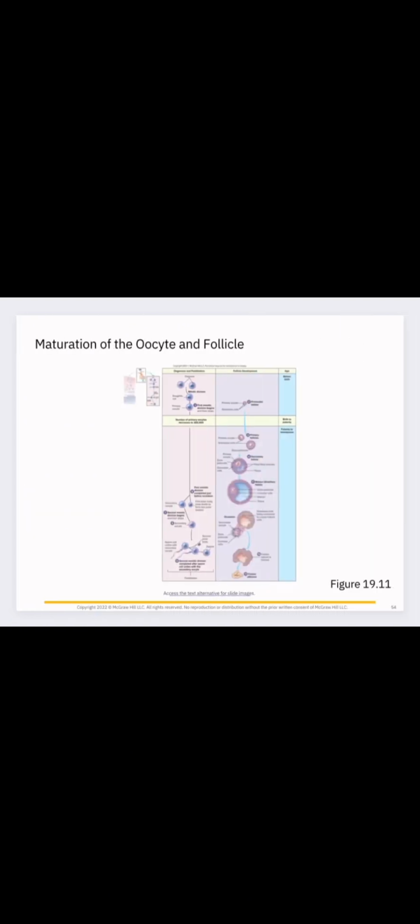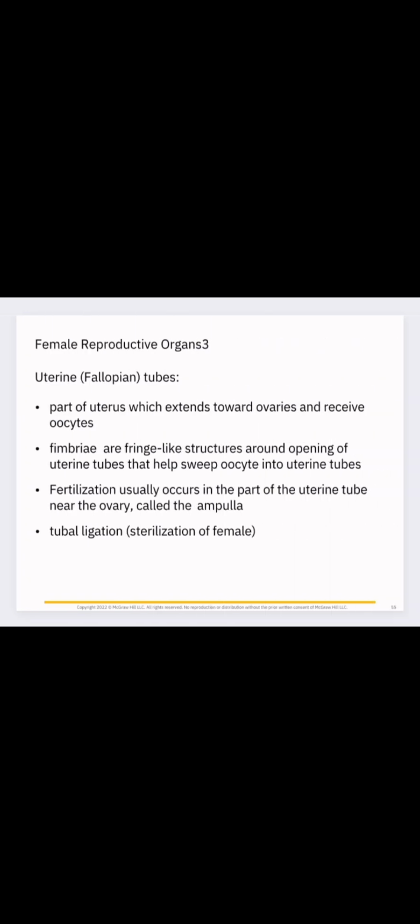Here is the maturation of the oocyte in the follicle. The uterine tubes, or fallopian tubes, extend from the uterus toward the ovaries and receive oocytes. Fimbriae are fringe-like structures around the opening of the uterine tubes that help sweep oocytes into the tubes. Fertilization usually occurs in the part of the uterine tube near the ovary, called the ampulla. Tubal ligation is the sterilization of a female.